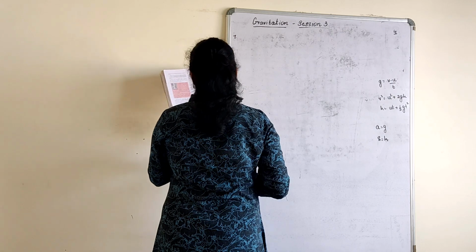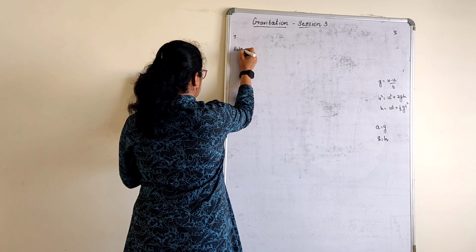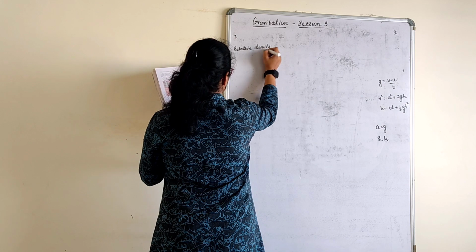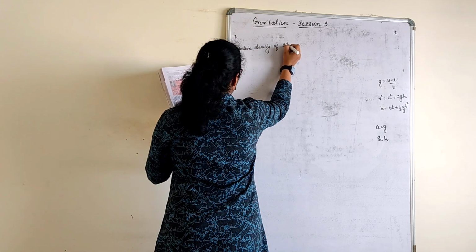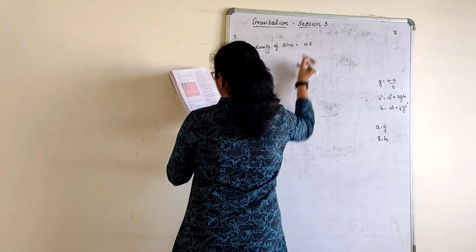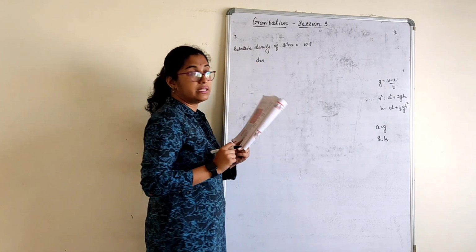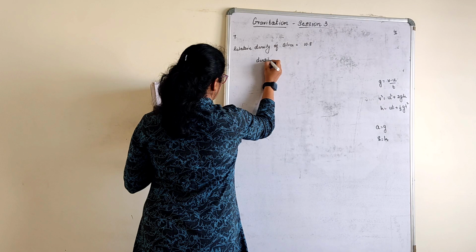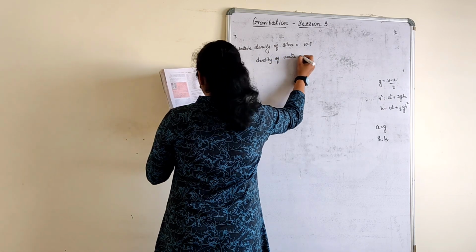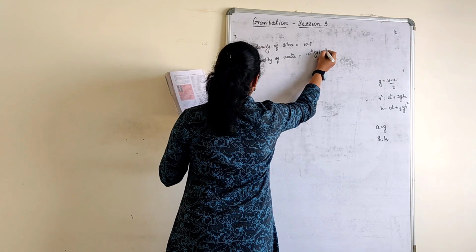Seventh one, the relative density of silver is 10.8. No SI unit for relative density. Relative density of silver is how much? 10.8. Density of water: if they don't give you, you have to remember what the density of water is here. Density of water is 10 raised to 3 kg per meter cube.